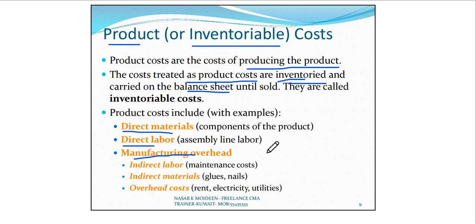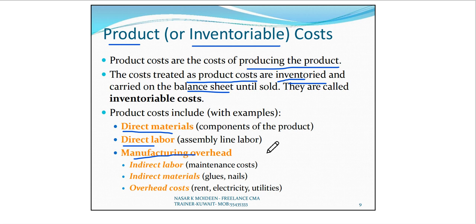Manufacturing overhead is whatever cost you incurred in the factory to make this product, other than raw material and other than direct labor, or we can say the cost that is not directly related to the production, which will be considered as overheads.